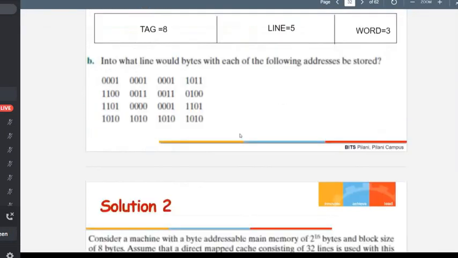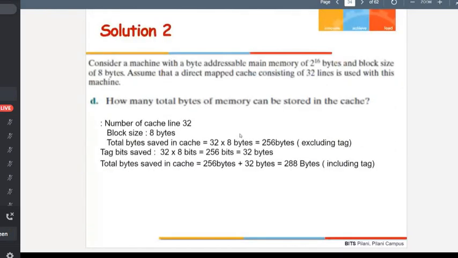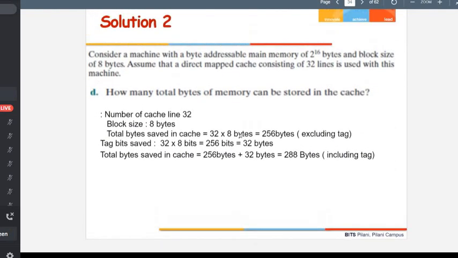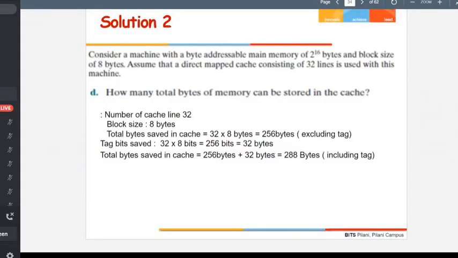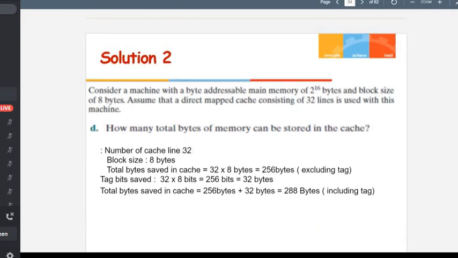And they're adding the tag bits to the total bytes as well. So the tag is occupying how many bits? It occupies 8 bits. I'll explain that part as well. So 32 lines in the cache, block size is 8 bytes. You multiply that, you get 256 bytes. This is excluding the tag. Total bytes in the cache is 256 bytes, excluding the tag.